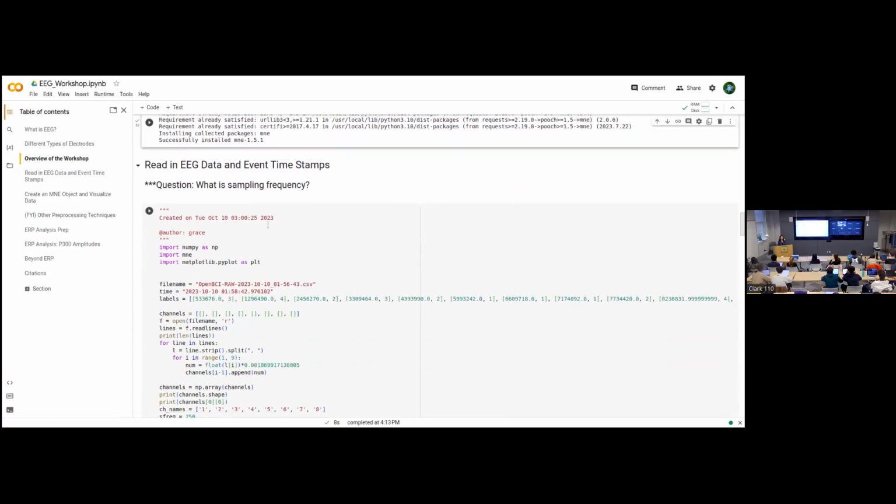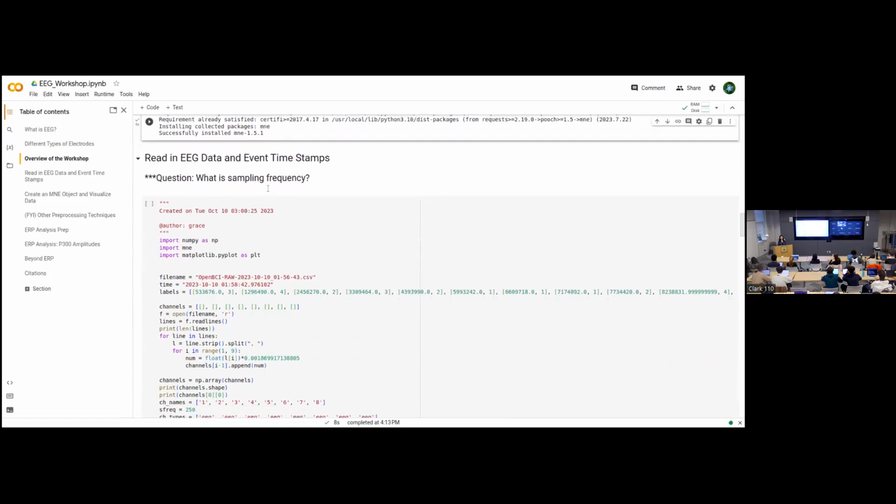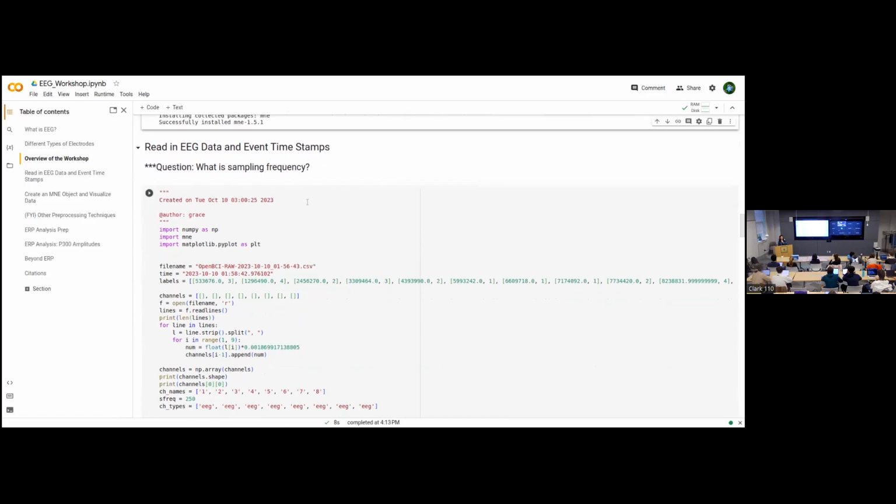The next thing we're going to do is read in the EEG data that we downloaded in the folder. We're also going to read in the event timestamps, because OpenBCI doesn't automatically help us record those timestamps for the 100 cards.